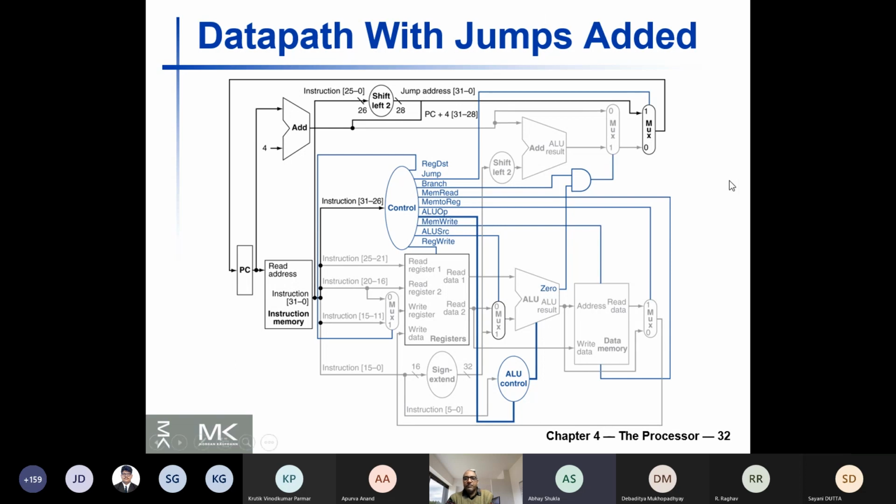So now how to do that, right? So this is just adding this and control line. So with that, the jump instruction can be smoothly added to the existing data path, right? Okay.